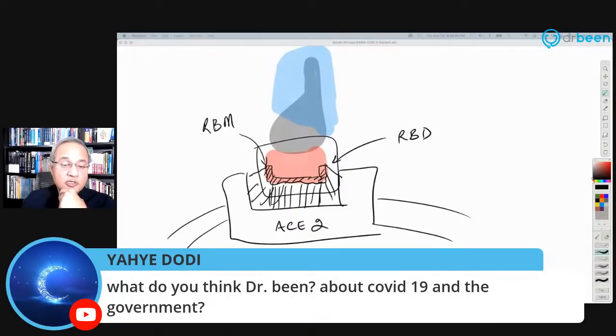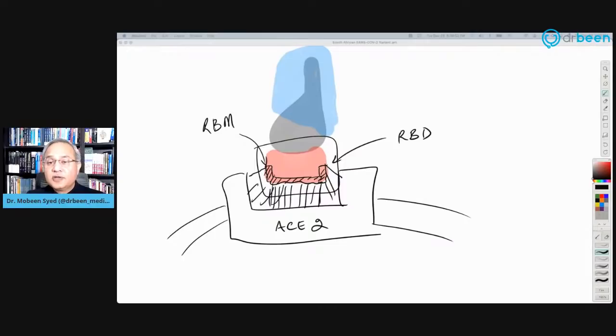Yahya says, what do you think, Dr. Bean, about COVID-19 and the government? Government and politicians are just all over the place. Very, very few governments did the right thing. The majority did the wrong thing, or instead of calling it wrong, just incompetent things. I think more than the government, medical leadership's responsibility was to provide information for how to do the right thing. I think that is where the actual problem has been.